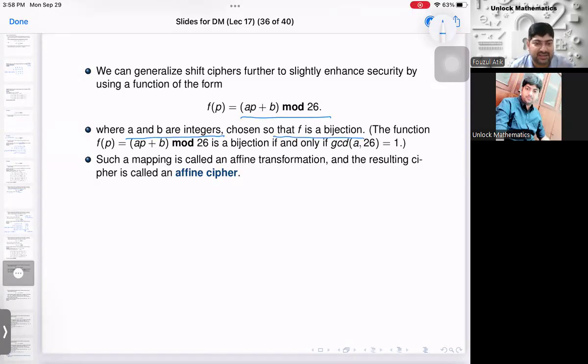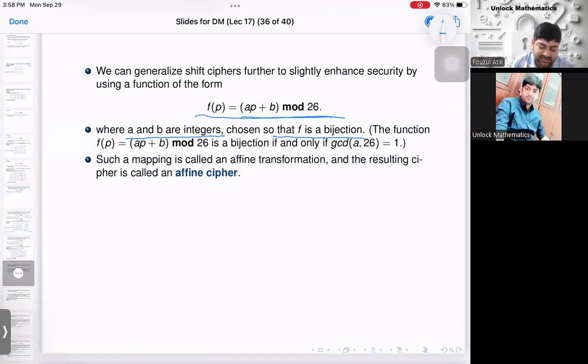Otherwise you will not get that. In one single alphabet, if you get two representation numbers, that will create confusion. So it is necessary that f should be a bijection. But how do we make this function a bijection?